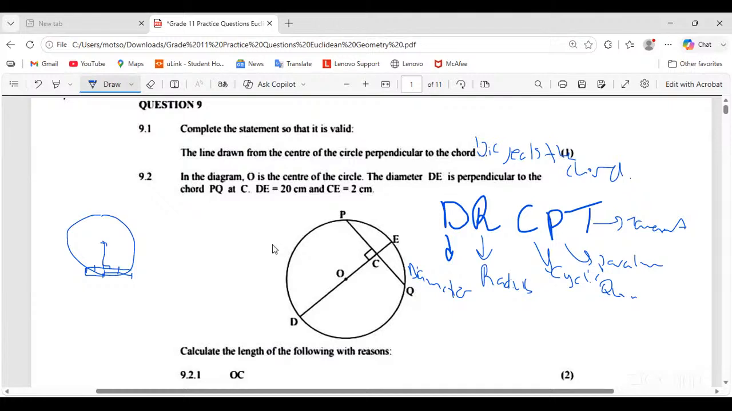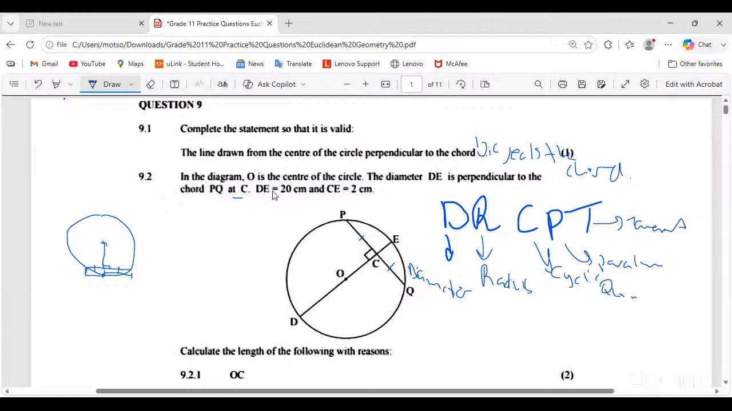Okay, now it takes us back to 9.1. There is a line drawn from the center O to the chord, and it is perpendicular to this chord. What does that mean? It means that this line bisects this chord. Therefore, PC is equal to CQ. It is perpendicular to the chord at C.